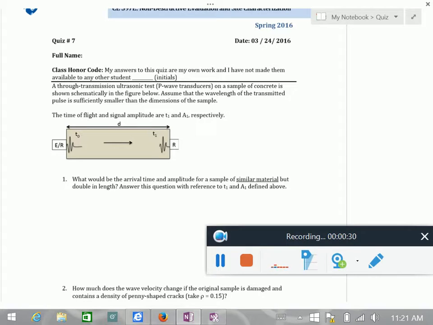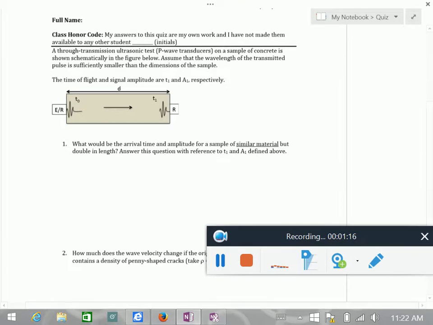So this is a true transmission test, similar to what you did in the lab. P-wave transducers, and I'm telling you that the wavelength is smaller than the dimension, meaning that we are dealing with 3D wave propagation. And if you have a length of d, and you send in your pulse, when you put the two transducers in contact, you get T0. When you place them on the sample, as you did in the lab, you get T1. The question is, what do you expect to see if this sample is 2 times longer?